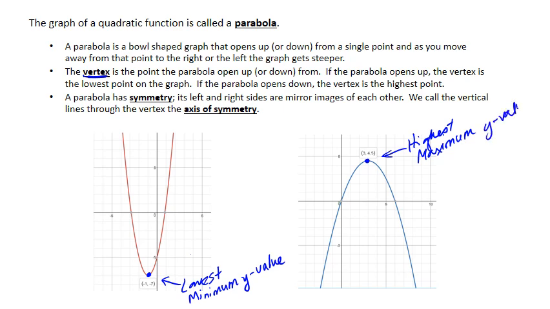So the vertex is really an important point on the graph. Not only is it where the parabola opens up or down from, but it's also kind of the lowest or minimum value or the highest or maximum value, depending on whether the bowl is opening up or down.